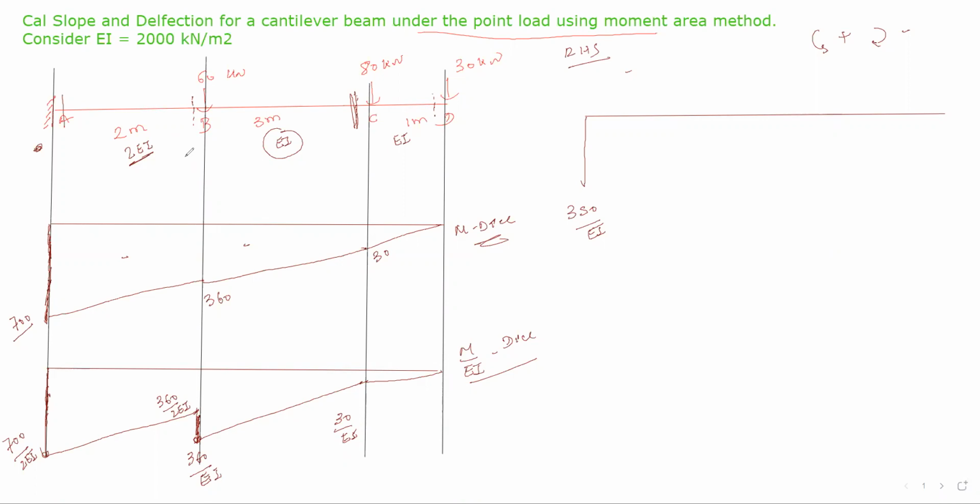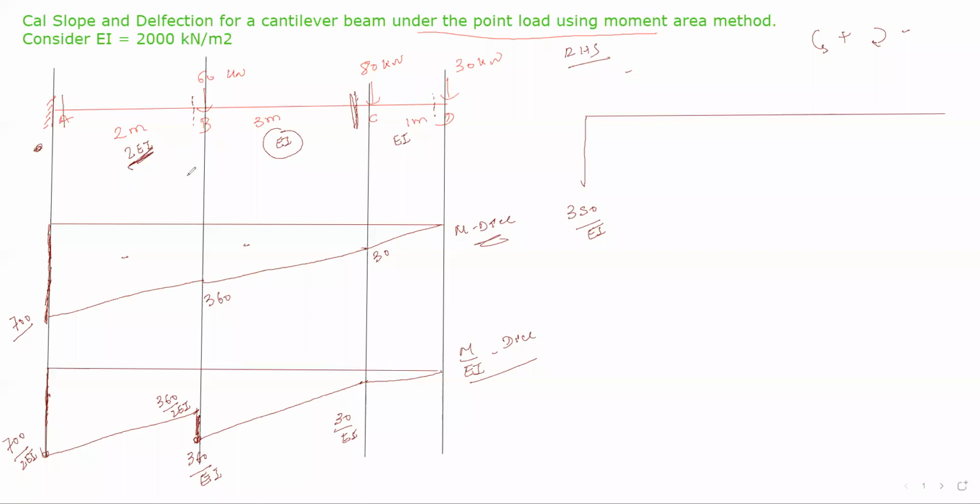At point B, on the left side, how much EI is visible? Okay, 2. That's why we need to divide by 2 EI. Why 120, Kisan? I don't want the value of moment, I want the value of EI. What is the value of EI? Only 2 EI. Okay, 2 EI.